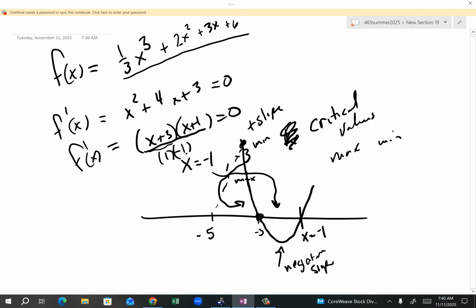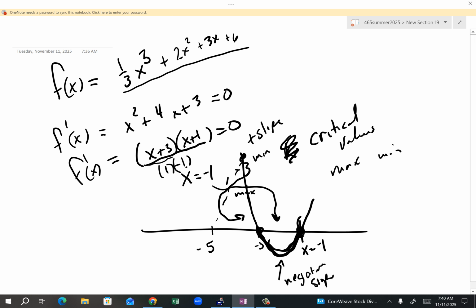So between here and here, I'm having negative slopes. That's why it's under the x-axis, obviously. The slope here is 0. We already talked about that. Pay attention. Now, if you pick a number out here, you mean like 0? Sure. If you put 0 in here, you're going to get 3 times 1 is 3. It's a positive slope out here.